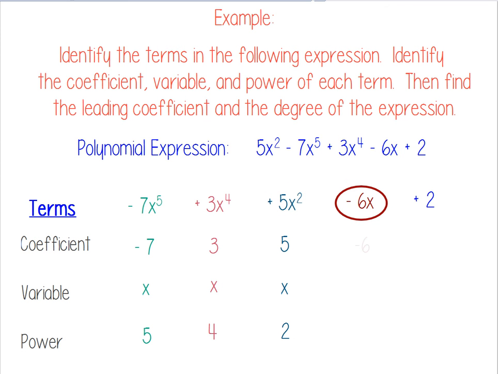When I get to the negative 6x, I want you to keep in mind that even though it's really easy to find the coefficient of negative 6 and the variable of x, remember, when you're missing a coefficient or an exponent, it's always going to be 1. On the last one, because there's no variable when I'm looking at that positive 2, that means there's no coefficient. There's also no variable. And we say that that has a power of 0 because there's no x's involved.